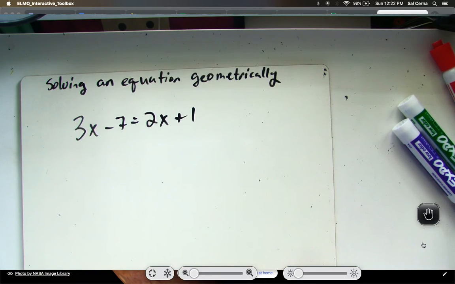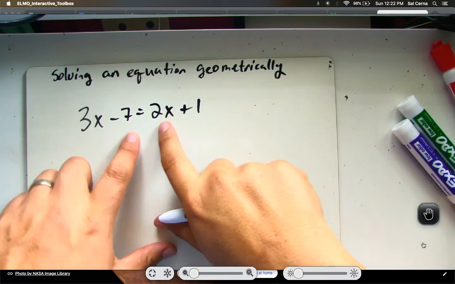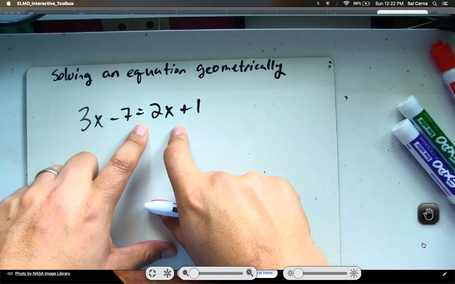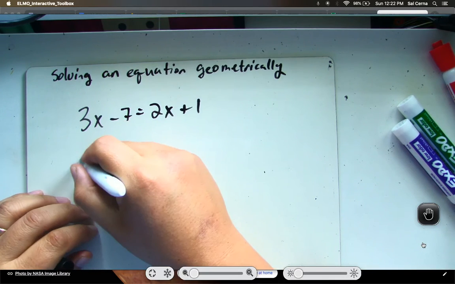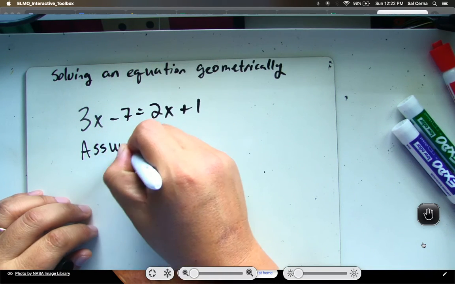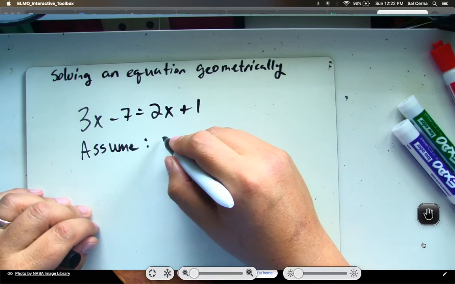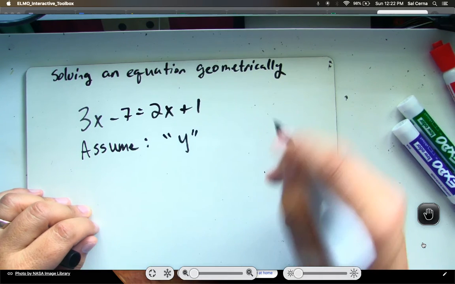Good afternoon. So now we have an equation here and we have to solve it geometrically. So what do we do? Well, first we have to talk about the information we're given. We're told that these two expressions are equal to each other. So if these two expressions are equal to each other, then we can assume that they must equal the same output. And that variable represented, the output, would be y.